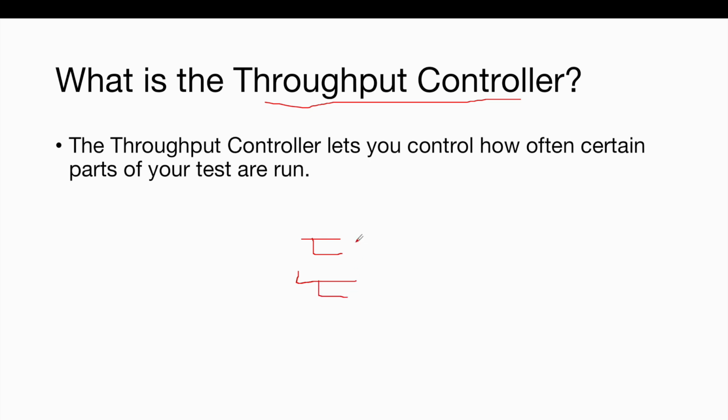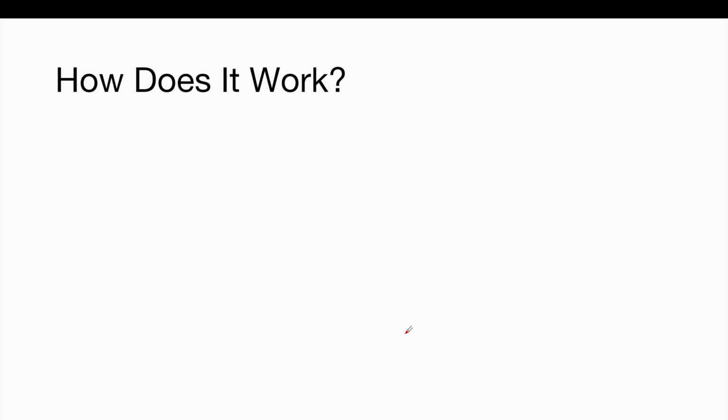Suppose you want to run this request 70% of the time and this request 30% of the time, then you can achieve this using throughput controller. It means if you run this entire thing 10 times, this will run 7 times and this will run 3 times. Let us understand how throughput controller works.